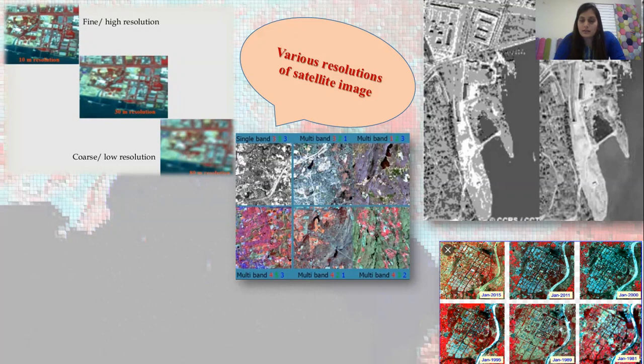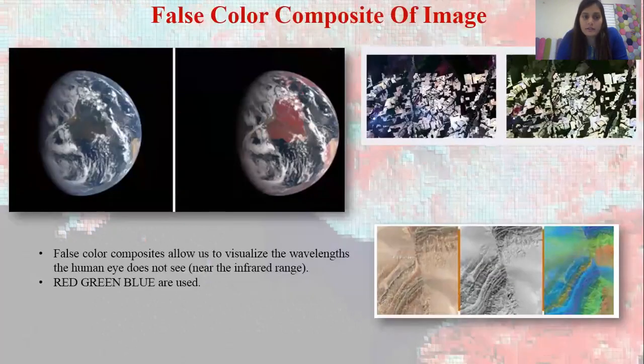And other than that, there is radiometric resolution. What is radiometric resolution? If the image shown has a good bit depth, then you can clearly identify the substances, objects, places, right? But in the left side black and white image, you see there is no proper correlation within the image, right? Now moving further, the new concept to be studied is known as false color composite of image.